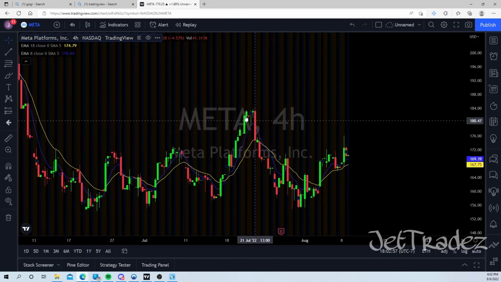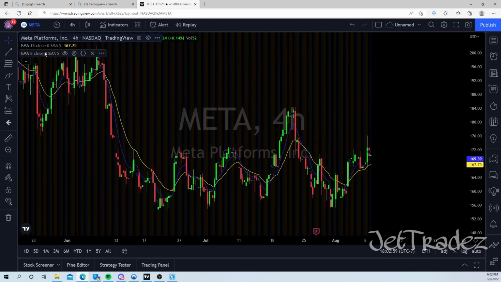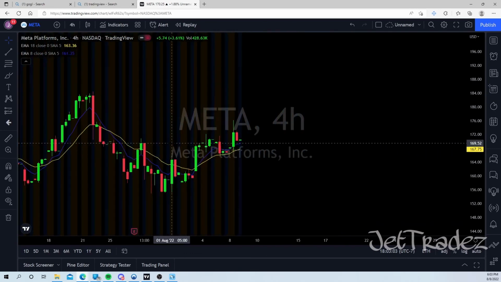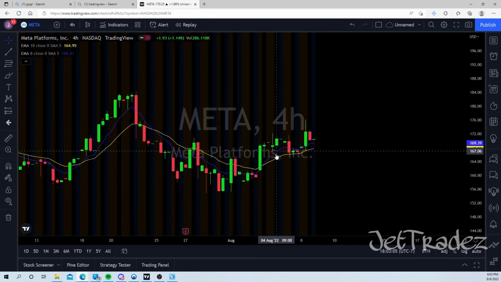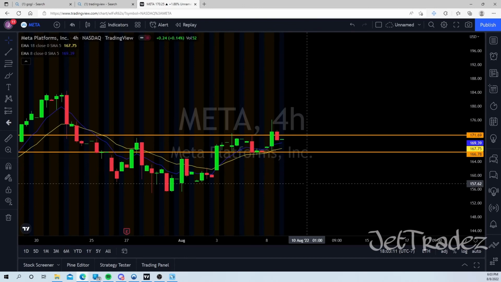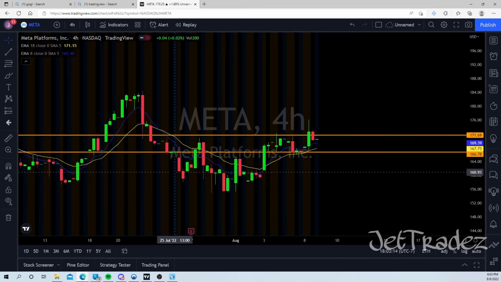You guys can see I use the EMAs, the 8 and the 18 EMA. What I started doing in the pre-market analysis was seeing how META was bouncing off these two areas, right? 170, 169 and 166.78. So how did I get these levels?